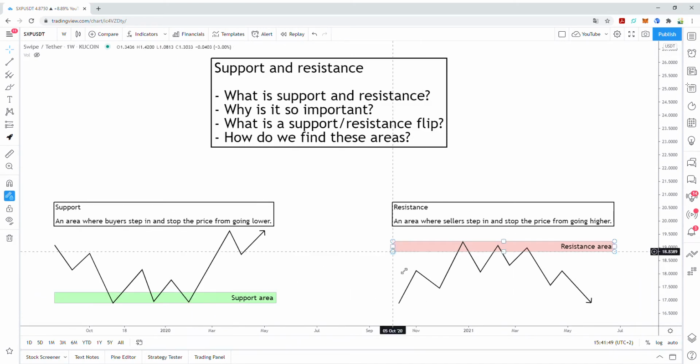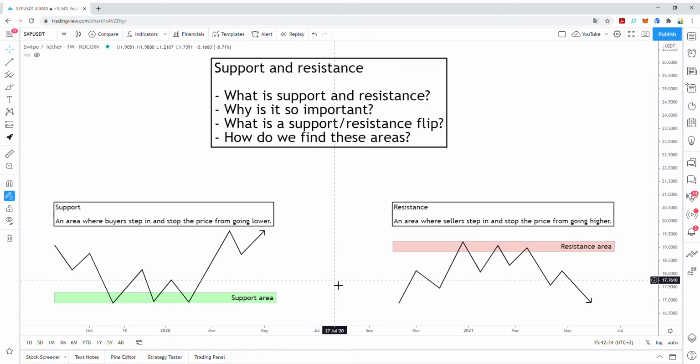And in a resistance area, it is exactly the opposite. So imagine that the price comes down from here, it goes up, up, up, and in this area there's something strange. People start to sell, and this stops the price from going up higher. And here you can see it again and again, and eventually more people start to sell and the price goes down again. So this is basically what support and resistance is. Very easily, a support area is an area where buyers step in and stop the price from going lower, and a resistance is an area where sellers step in and stop the price from going higher.